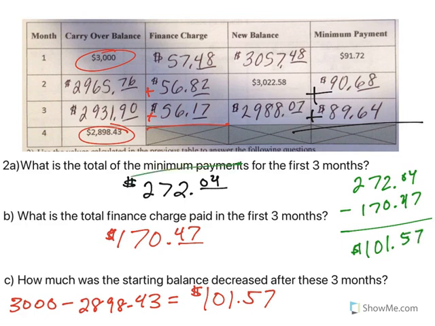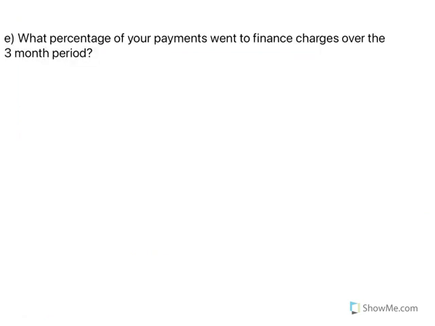So the problem is you make all these payments, but so much goes to interest that you really barely decrease the starting balance. So you've paid $272, but only $101 of that actually went towards reducing your balance because you're paying so much in finance charges.